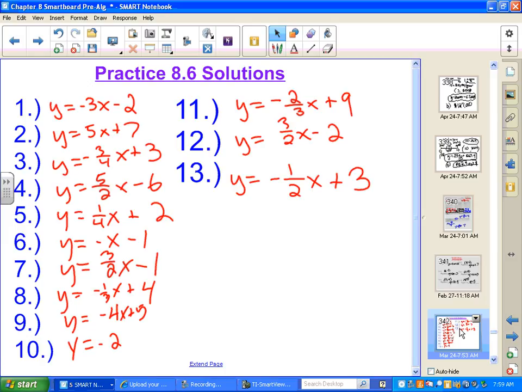The reason 13 works is if you have a table and it has a pattern, then we are able to write an equation in y equals mx plus b form. If you are able to write an equation in y equals mx plus b form, it is always a function.